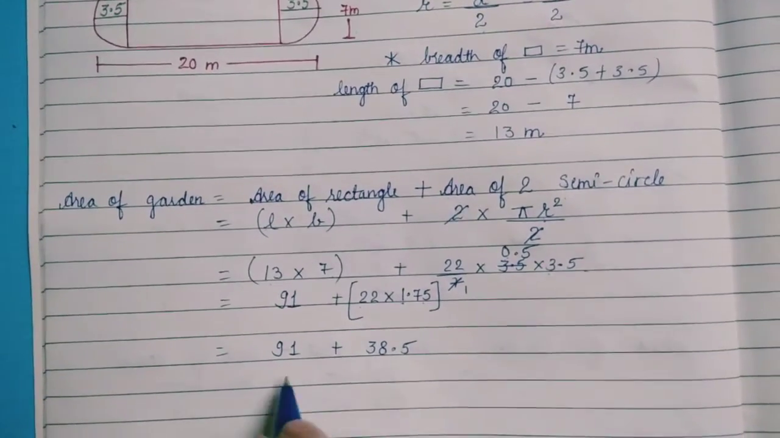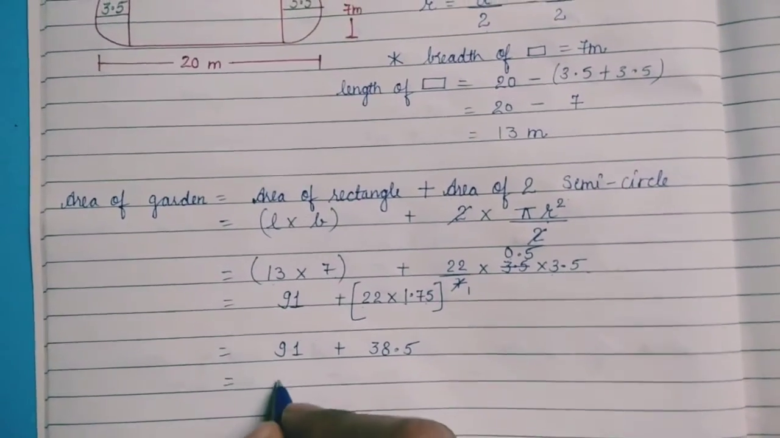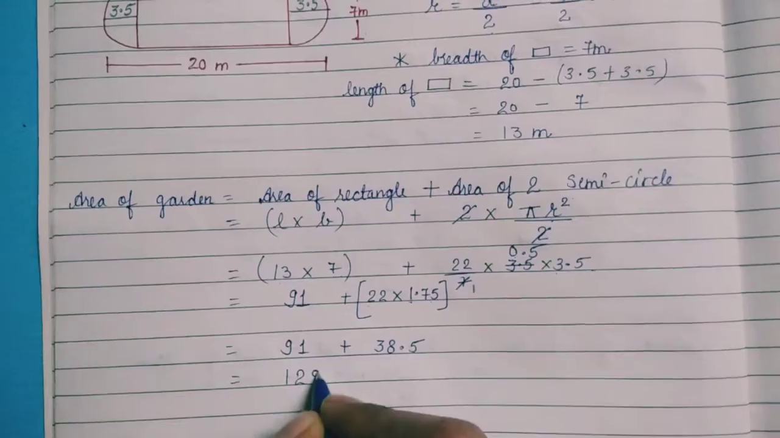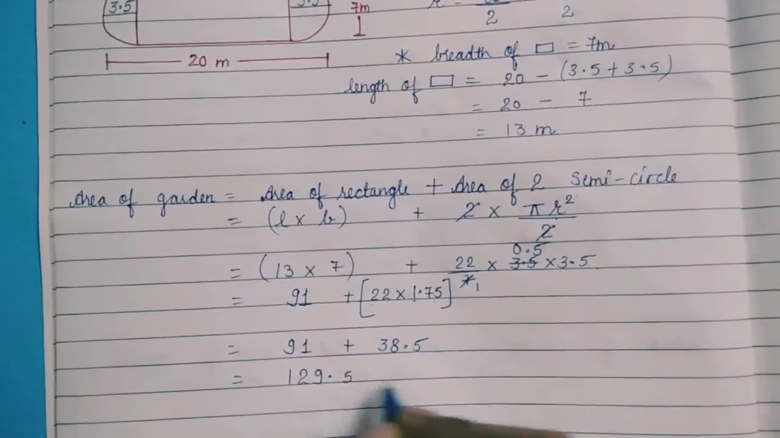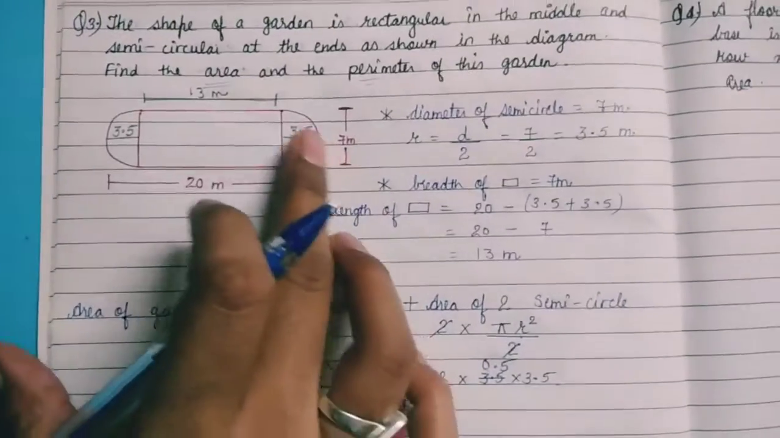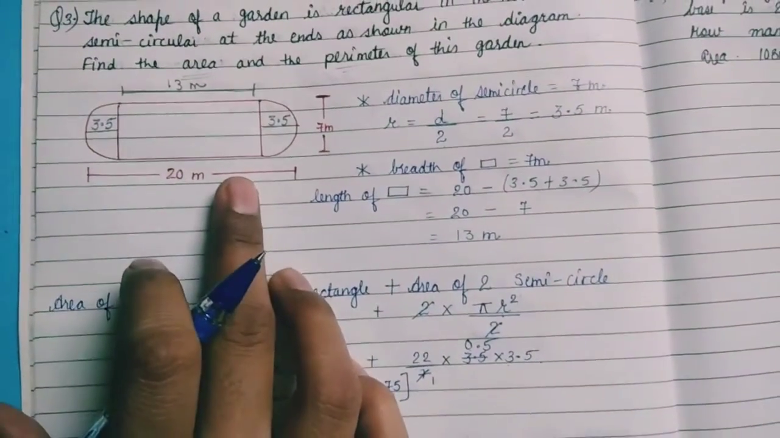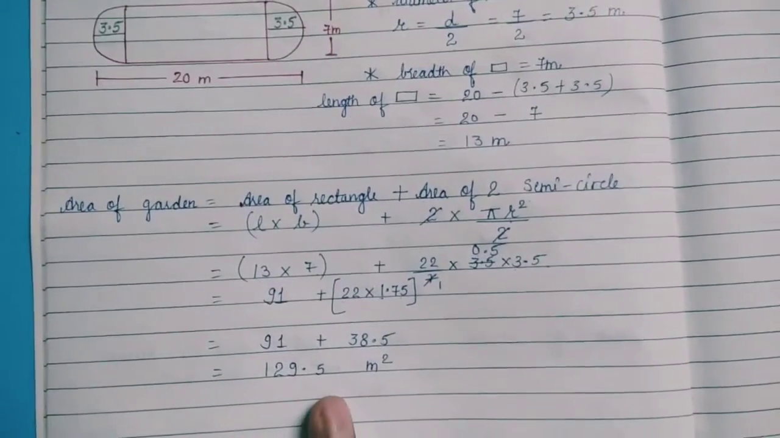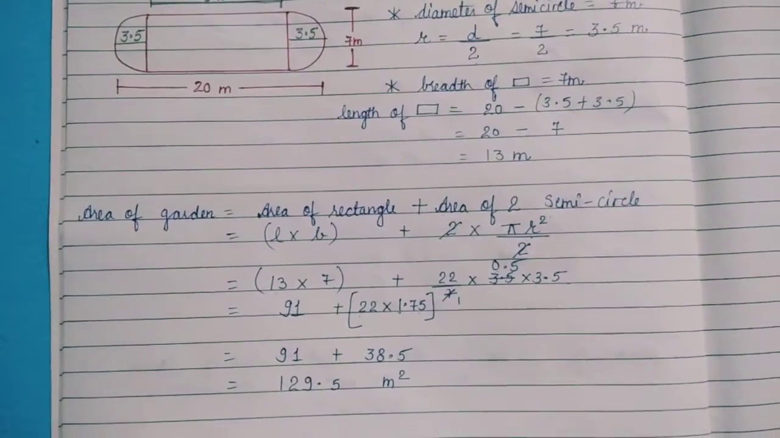Now it's time for adding them. After adding them, we can easily get 129.5 meter square. So the area of this type of garden is 129.5 meter square.